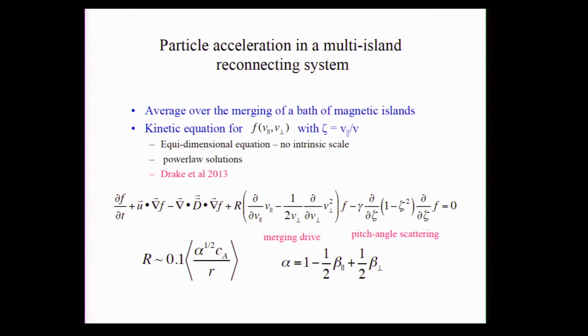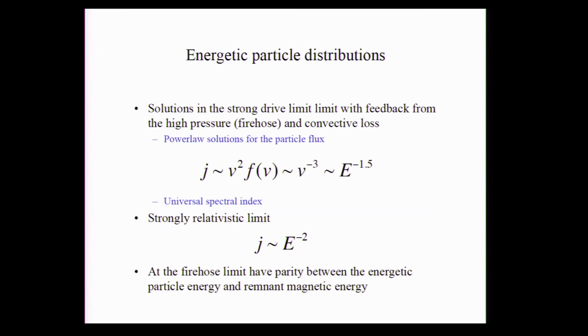And this is a very beautiful equation in my mind. It's an equidimensional equation, has no intrinsic scale, and that means you get power law solutions, which you can calculate. And you can include the feedback due to anisotropy, which is what I mentioned before. This is the important feedback. And you can calculate solutions for this essentially exactly. And you get very interesting results in the strong drive limit. When you include feedback from the fire hose, you find basically a universal spectral index of E to the minus 1.5. That's for the non-relativistic case. And for the relativistic case, it's E to the minus 2.